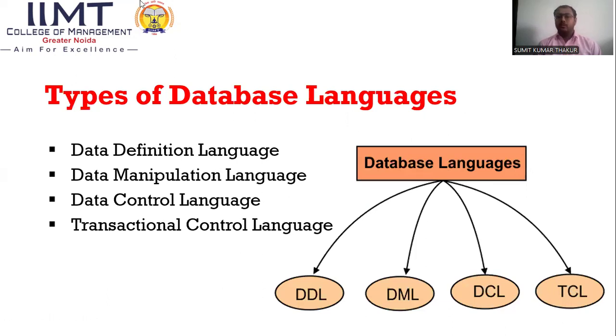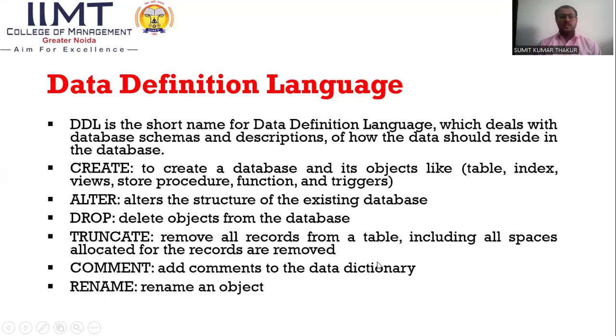There are four major types of database languages: data definition language, data manipulation language, data control language, and transaction control language, which are often regarded as DDL, DML, DCL, and TCL. Now let's study these individually. First is data definition language.